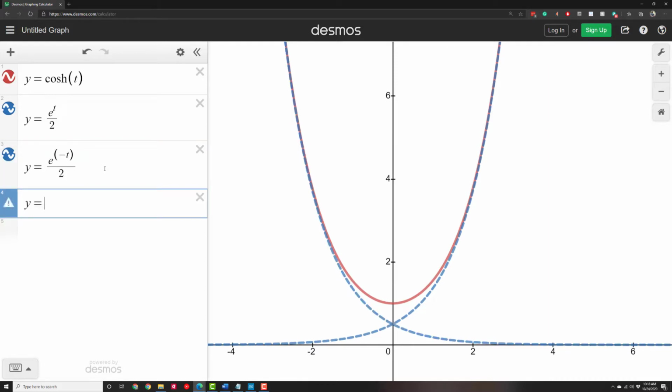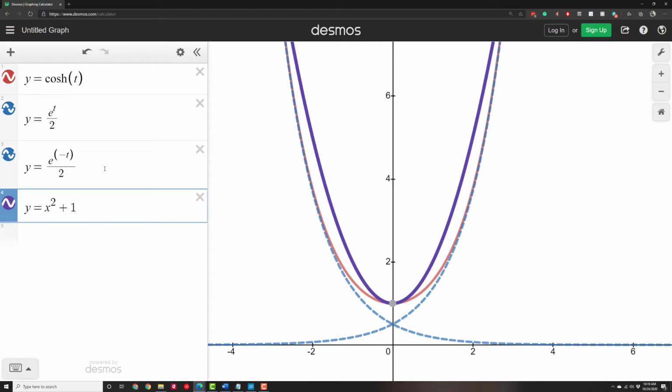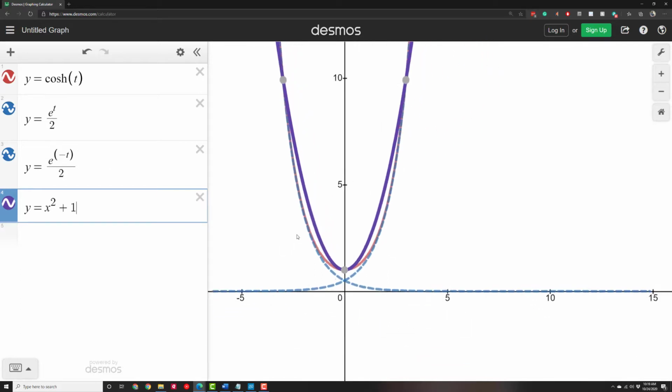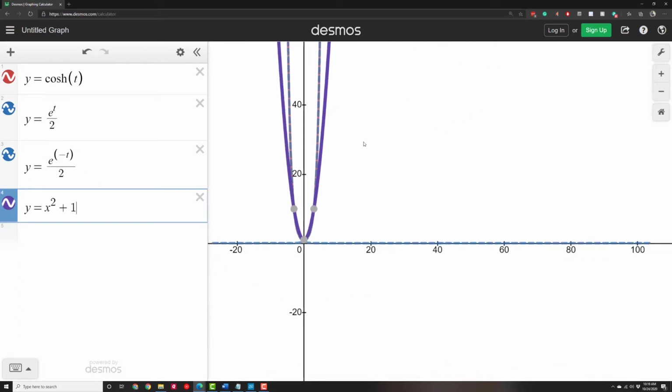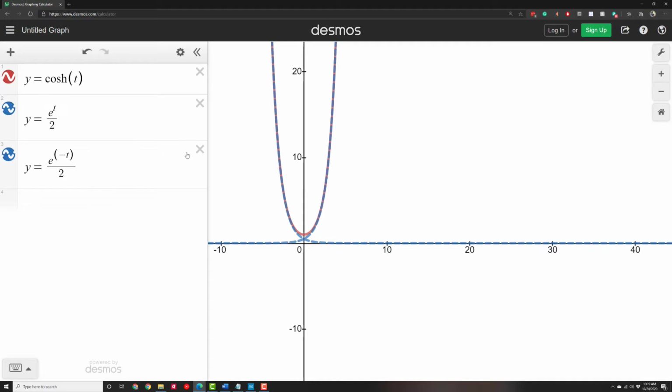You can kind of see, if I had to graph y equals x squared plus 2, or plus 1, I'm sorry. That's the purple function. But eventually, this right here is the cosh. Eventually the cosh rises faster than the parabola because the cosh is based upon exponentials. So anyhow, and then finally we have the tanh.